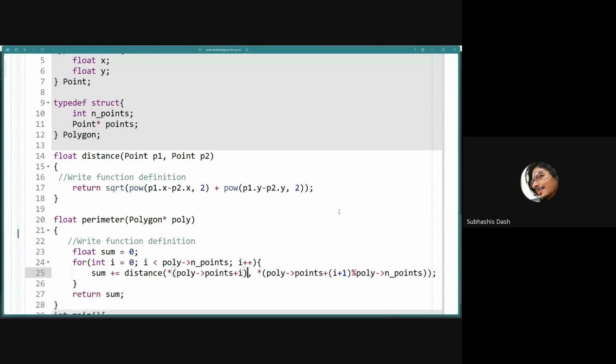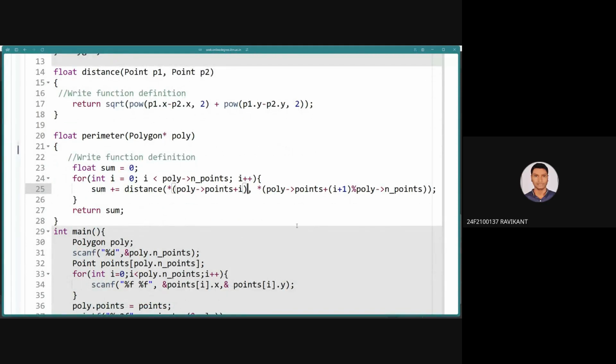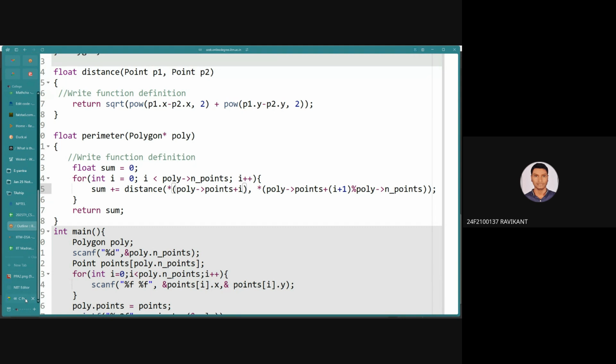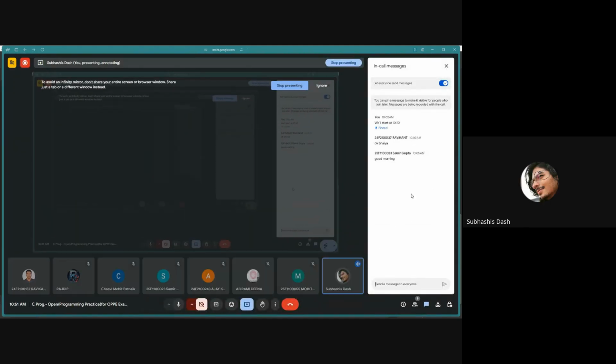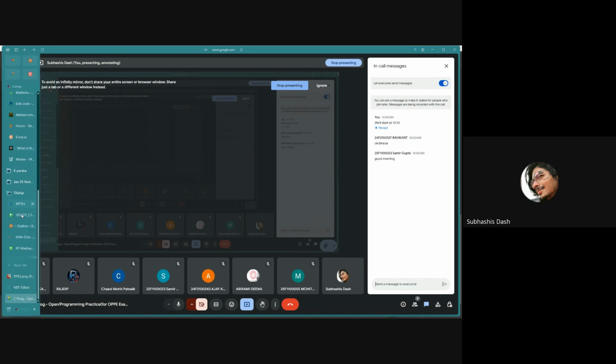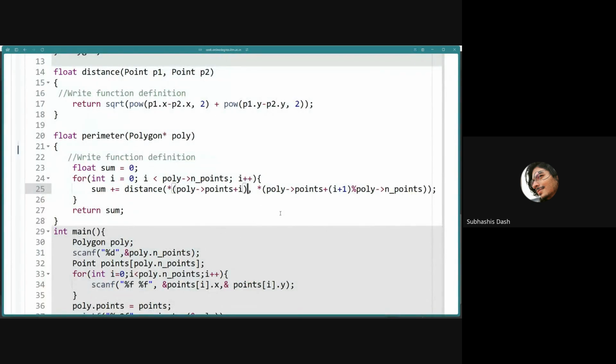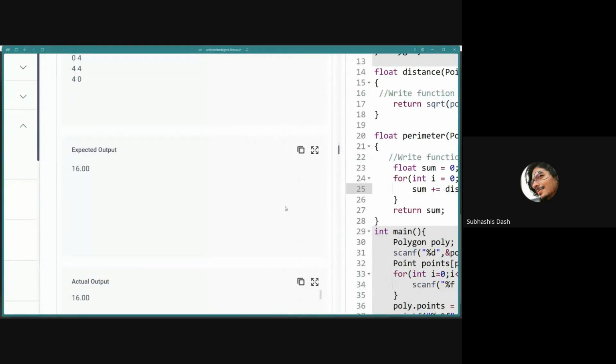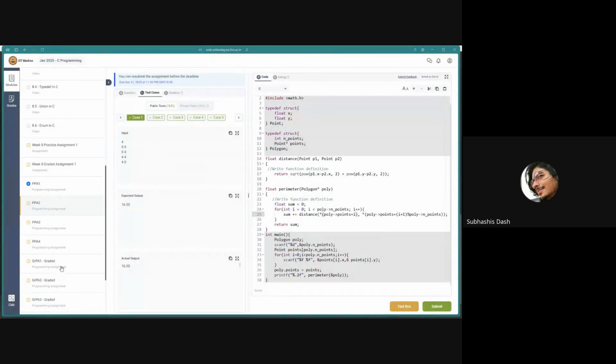Okay. So any doubts in this one? No way, I got it. Okay. Anyone in the chat? Okay. If not, then I'll move on to the next question. Let's just submit it to see if we missed any edge cases or something. Okay. No edge cases missed.